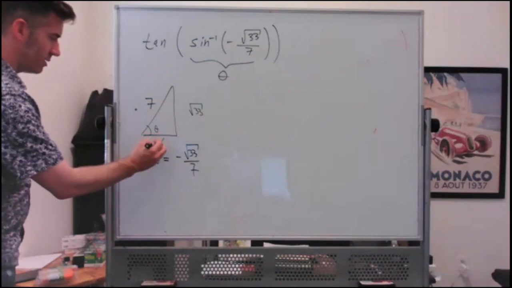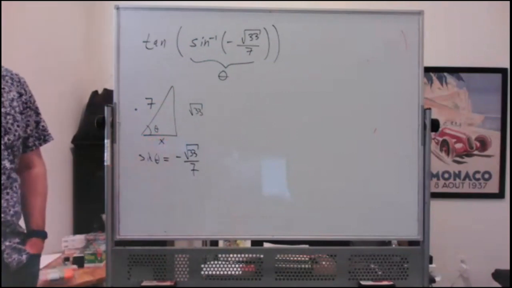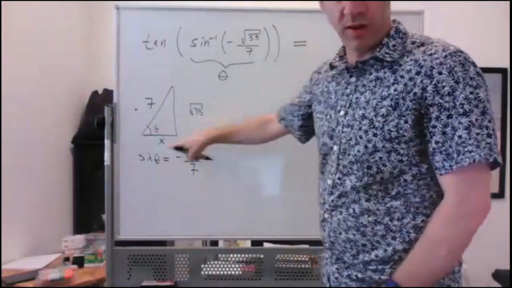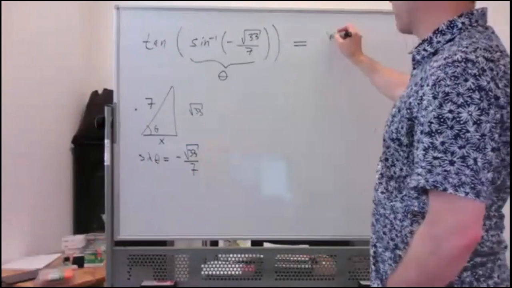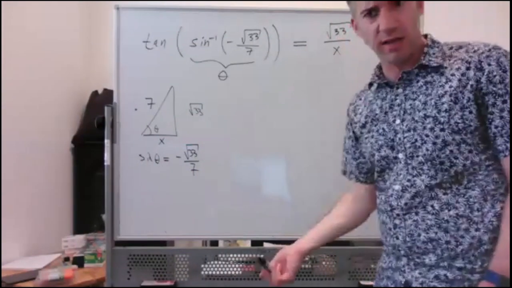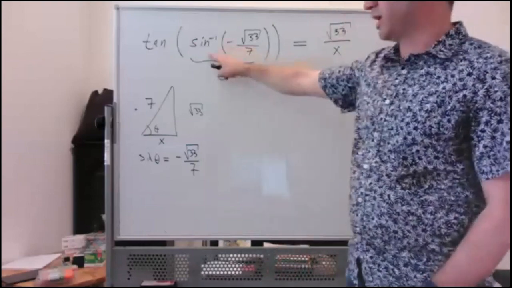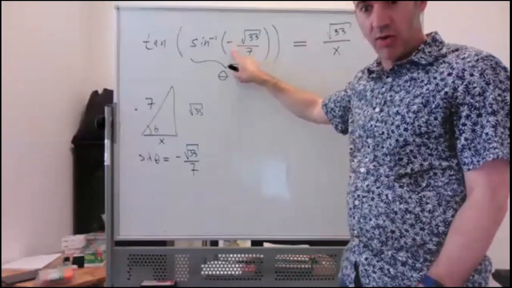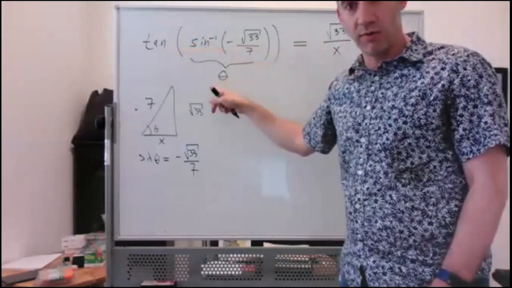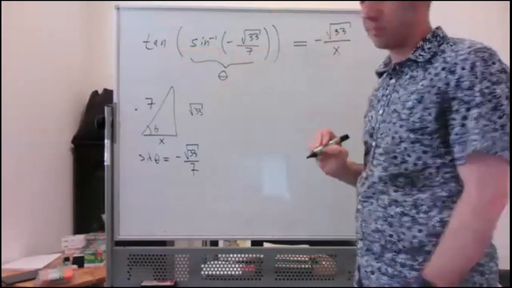And I need to find this third side so that I can find tangent. Tangent of this angle will end up being root 33 over x. We're going to find x. But actually, is it going to be positive or negative? Well, inverse sine of a negative spits out an angle in quadrant 4. Tangent of an angle in quadrant 4 is negative.